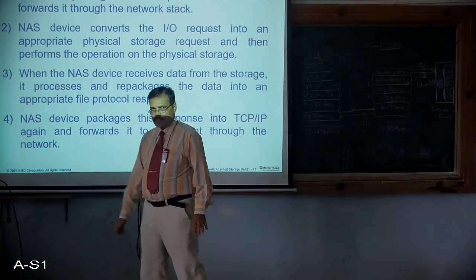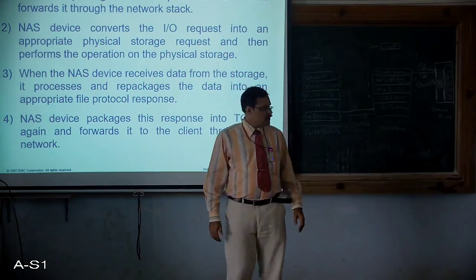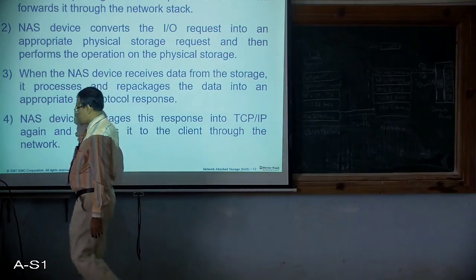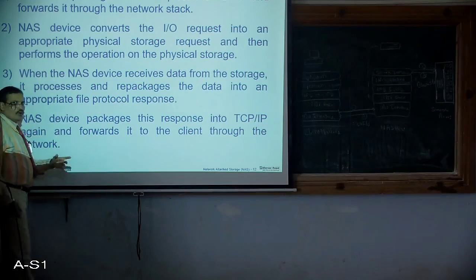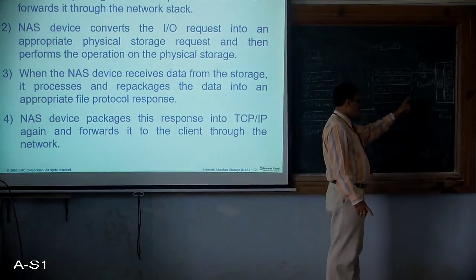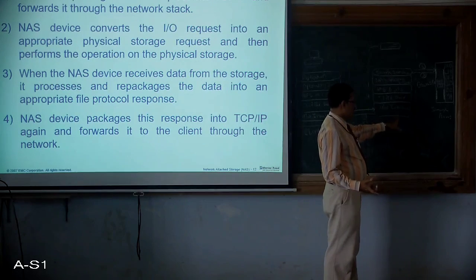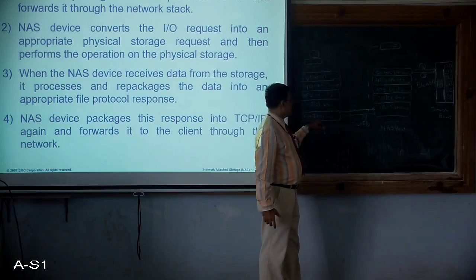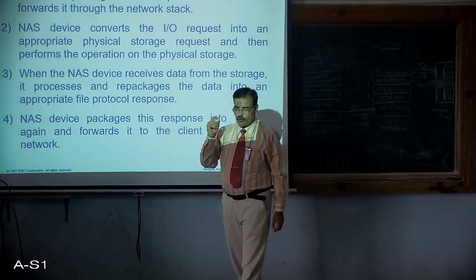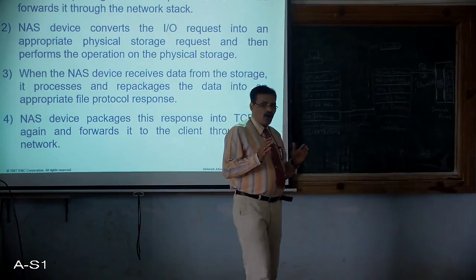And finally, we discussed the NAS IO operation, how the input output operations take place. That is depicted clearly in this figure, and these are the 4 steps it follows to send a request to the NAS device and fetch the requested content from the storage array by the NAS head, and it is sent to the client by packaging that data in the TCP/IP protocol suite. So this is your NAS IO operation.